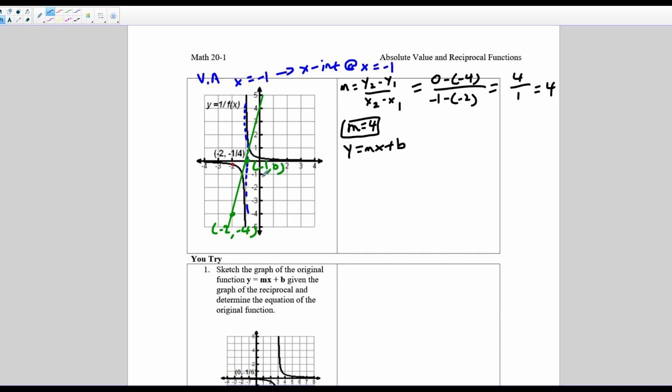So using our x-intercept from earlier, -1, 0, that gives me my x and y value here. So I'm going to substitute 0 is equal to 4 times -1 plus b. So we get 0 is equal to -4 plus b. And we can confirm that our b value should be equal to 4. Meaning that our original function should be y is equal to 4x plus 4.